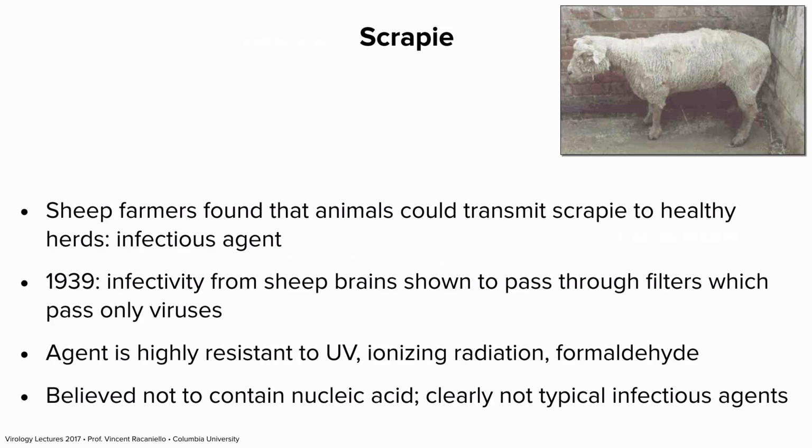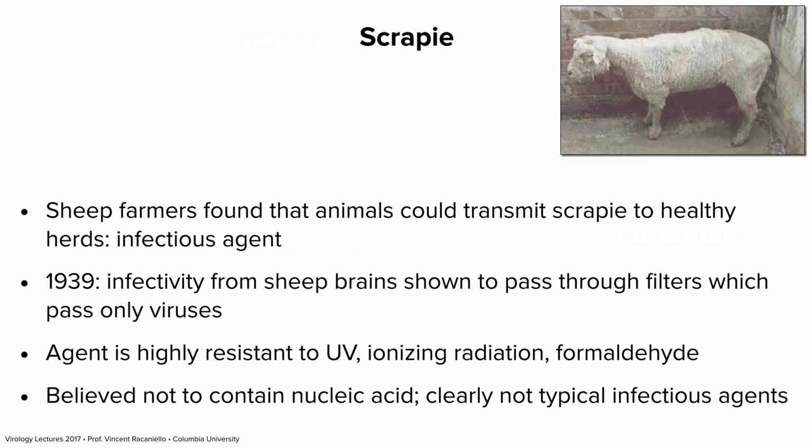So the farmers noticed that their animals could transmit Scrapie to healthy herds. They would bring a sheep to the neighboring farm and it would develop Scrapie, and then that farm would develop animals with Scrapie. So they were smart. They were like the early epidemiologists. They figured out it was an infectious agent.